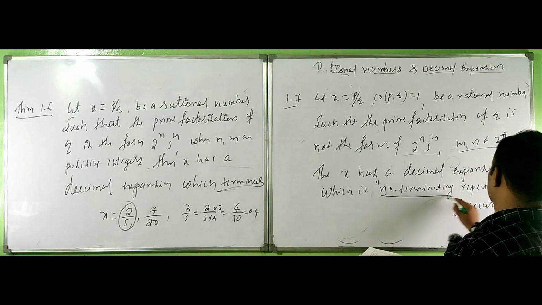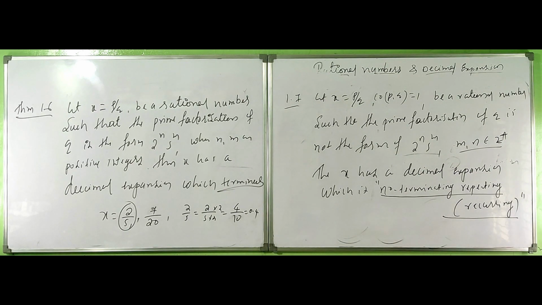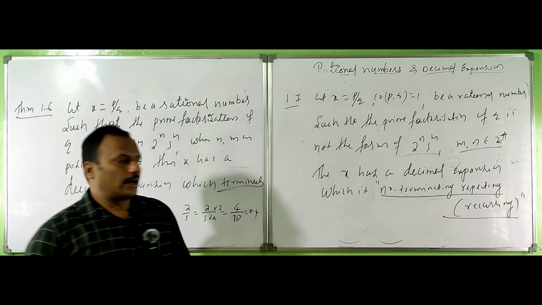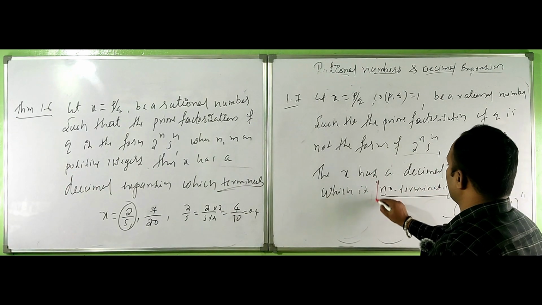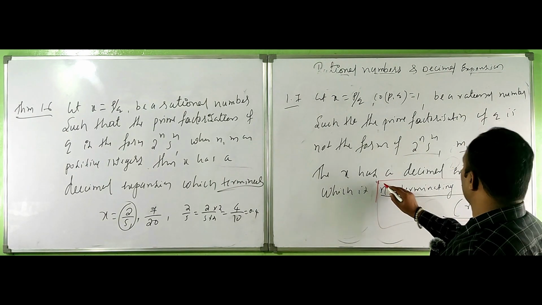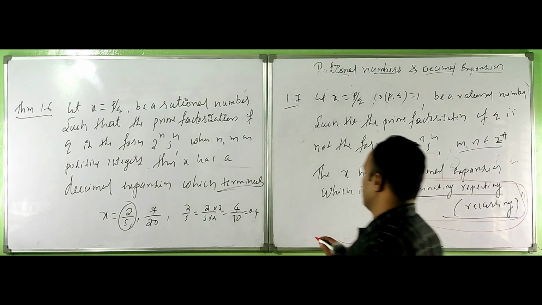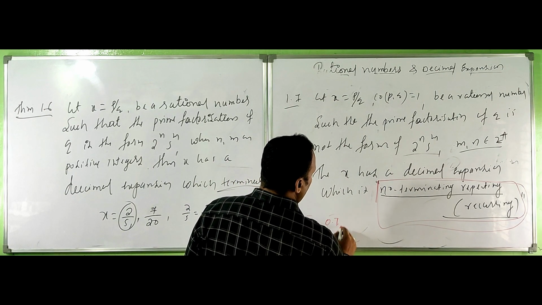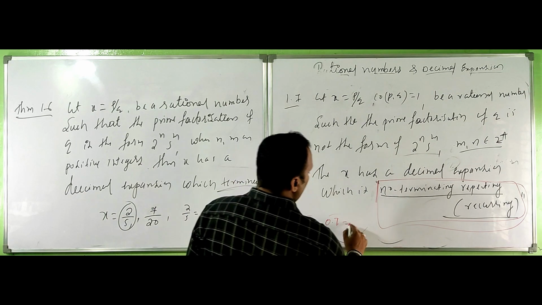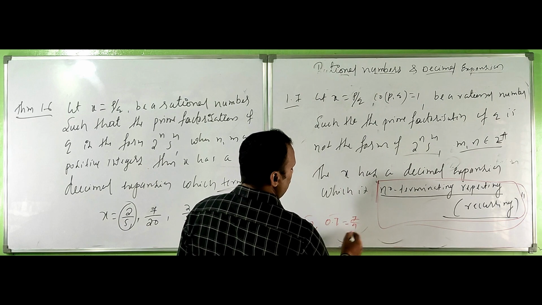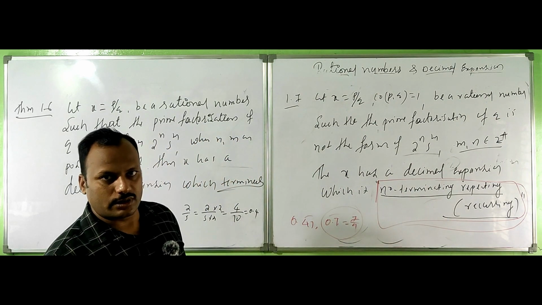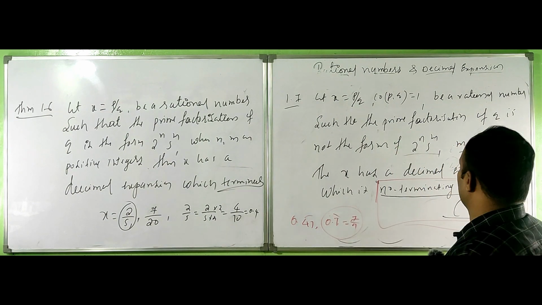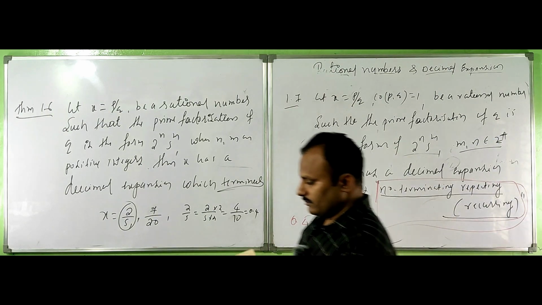This is the term that is very important in the whole theorem. Non-terminating, repeating. Like 0.47 bar, 0.7 bar, which is 7 by 9. So you can write it in the form of a rational number, but it is non-terminating and repeating.